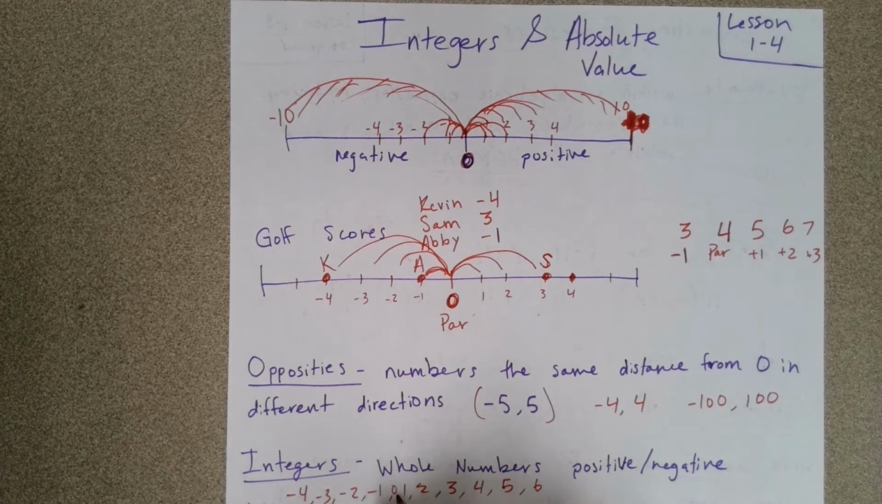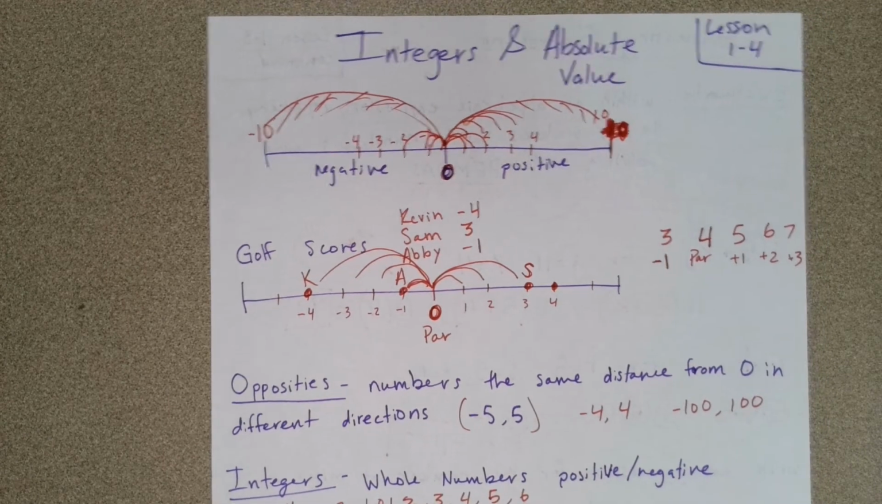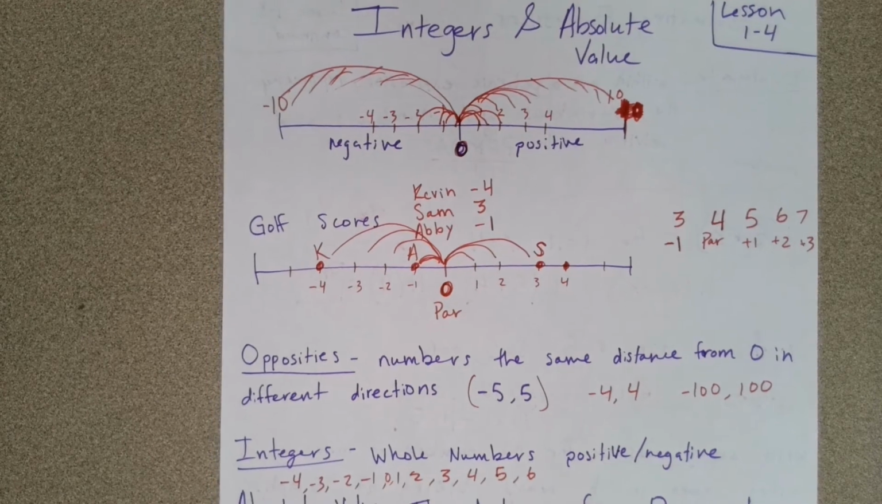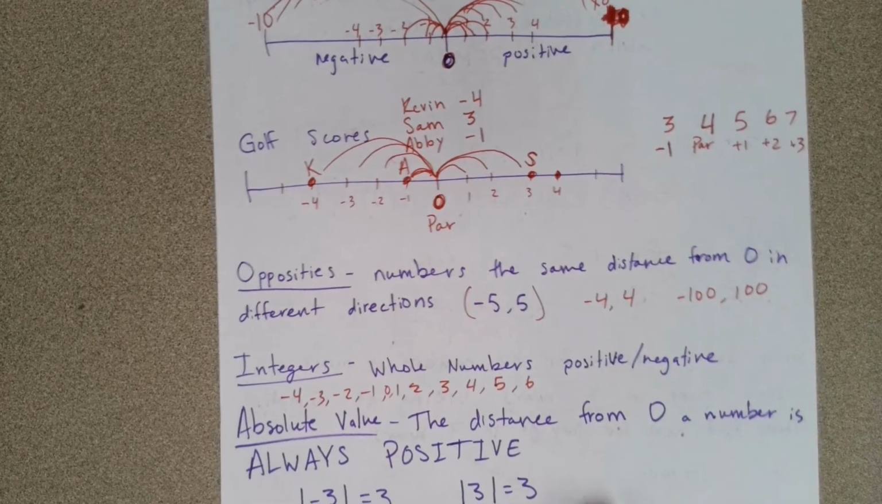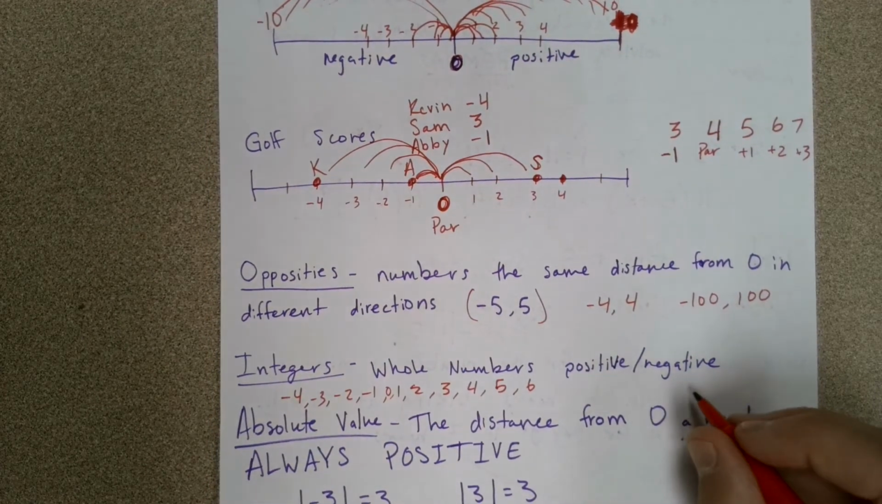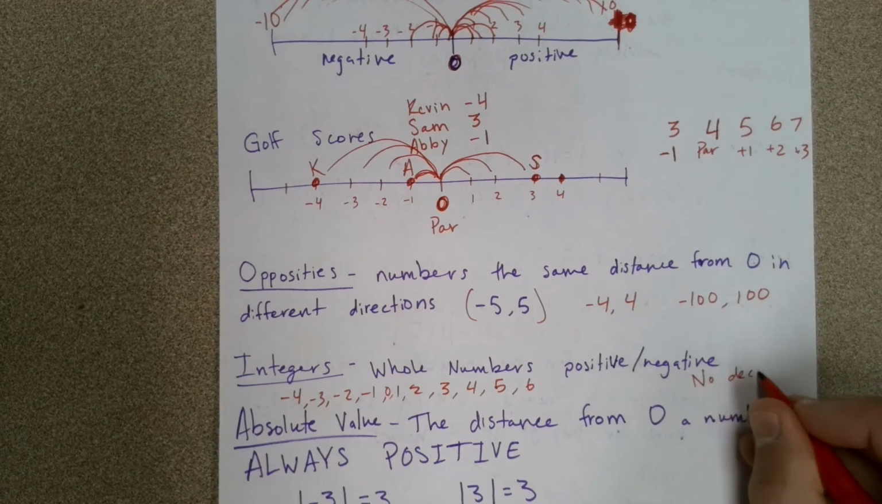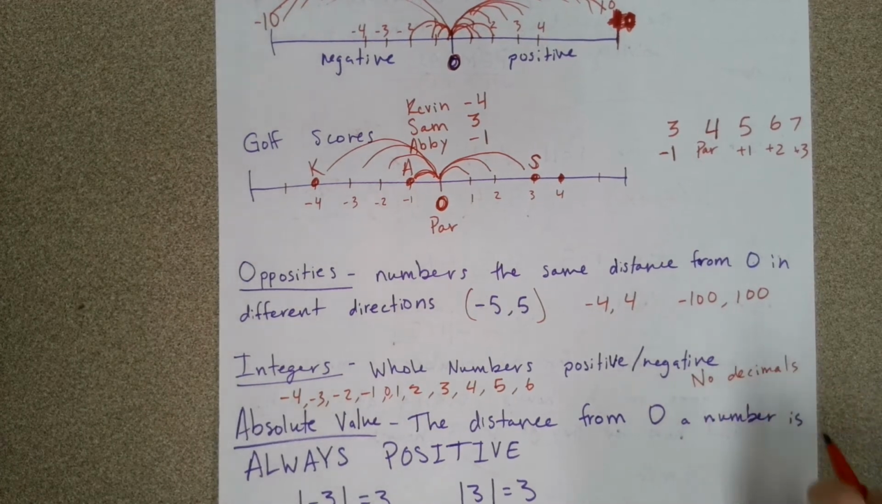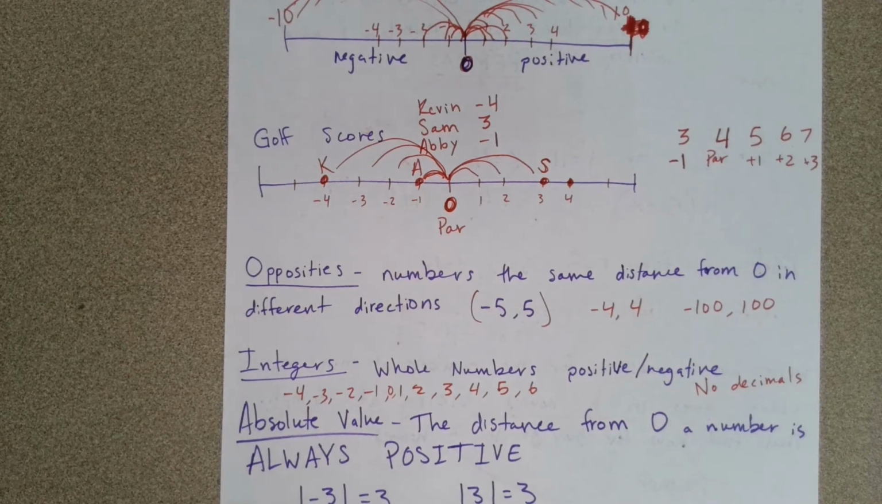And then obviously 0 right in the middle. So that's pretty much all you have to know about integers. They're just the whole numbers, so there's no decimals for integers. And they're a lot of times what you'll see on a number line.